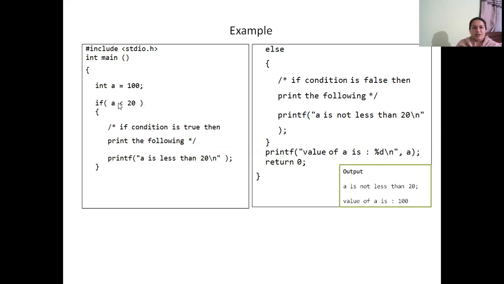If a value instead was 10, then a less than 20 would have come true. So a is less than 20 would be displayed and the else part would be skipped and value of a is 10 would have been the output.